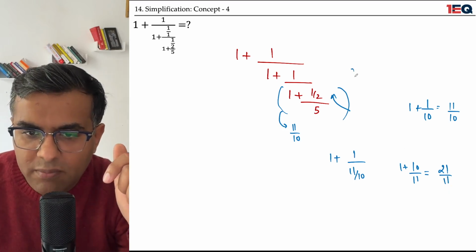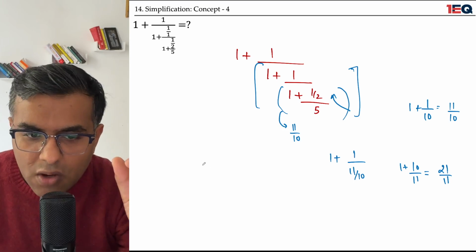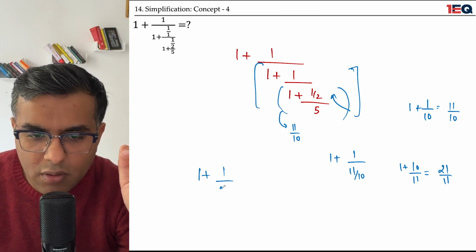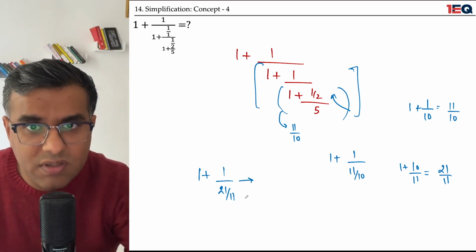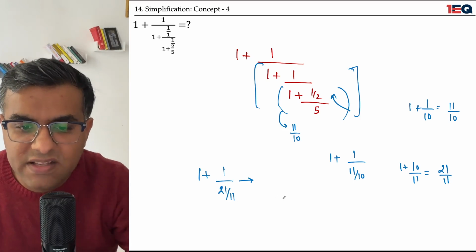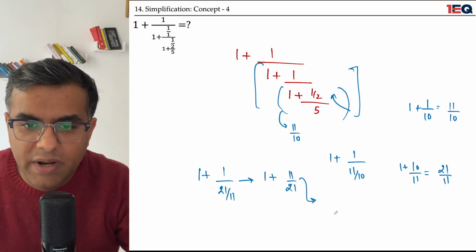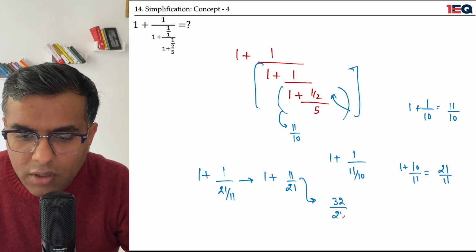With the help of that, I am able to solve everything that was kept over here. Now the only thing that I'm left with is 1 plus 1 upon 21 by 11. This 21 by 11, because it is written in the denominator, it's going to create a reciprocal of its own, and the reciprocal would come out to be 11 upon 21. If I solve this, I would reach my final answer, and my final answer would be nothing but 32 upon 21.